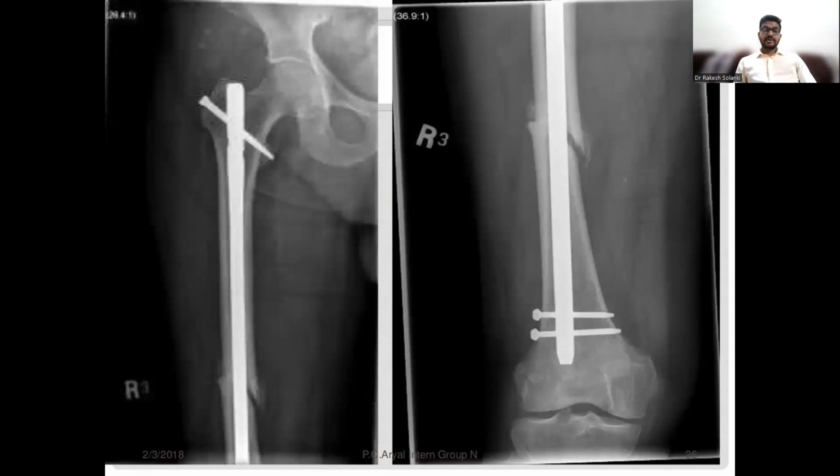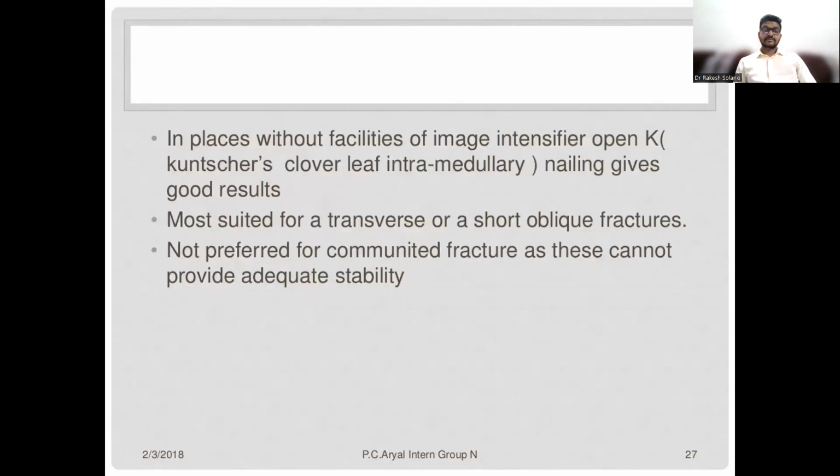This is the X-ray showing a fracture shaft of the femur treated with intramedullary fixation. In places without facilities of an image intensifier, open K or Küntscher's clover leaf intramedullary nailing gives good results. It is best suited for a transverse or short oblique fracture, not preferred for a comminuted fracture as this cannot provide adequate stability, especially rotational stability.